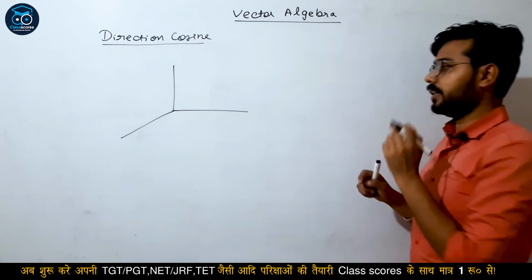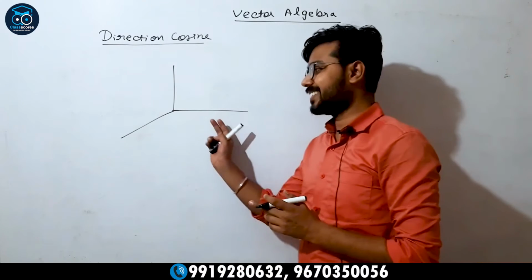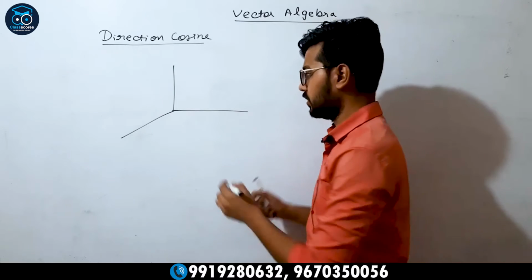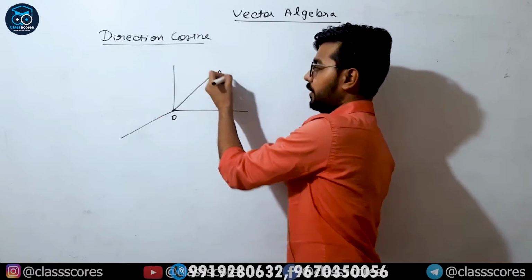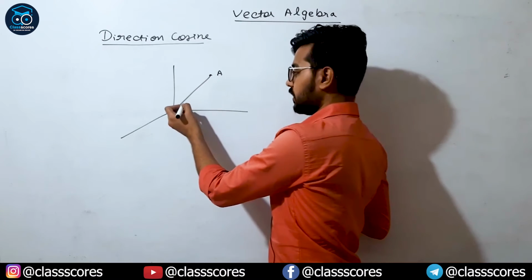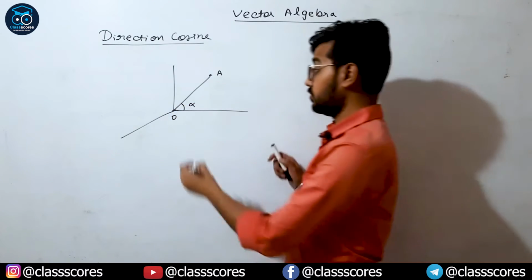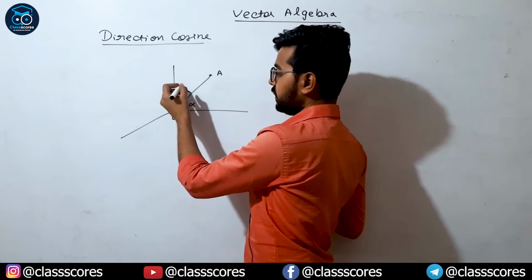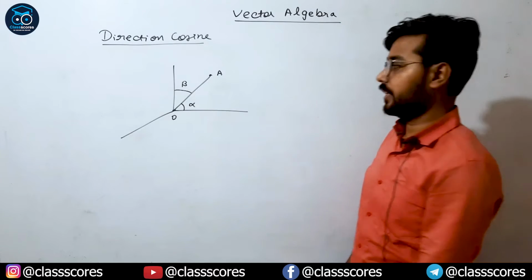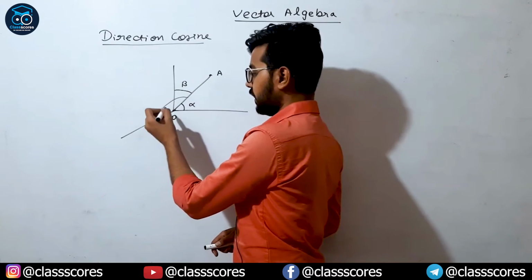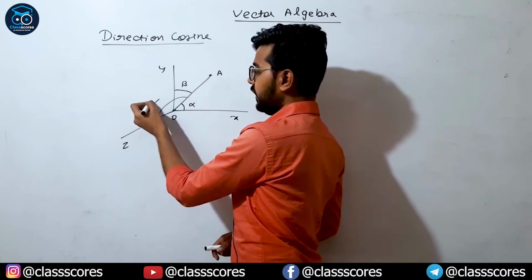Direction cosine is basically the cosine of the angle a line segment makes with the x-axis, y-axis and z-axis. Suppose a line segment is given. This is O, this is A. If this line makes an angle with the x-axis, it will be represented as alpha. If it makes an angle with the y-axis, it will be represented as beta. In the same way, if it makes an angle with the z-axis, it will be considered as gamma.